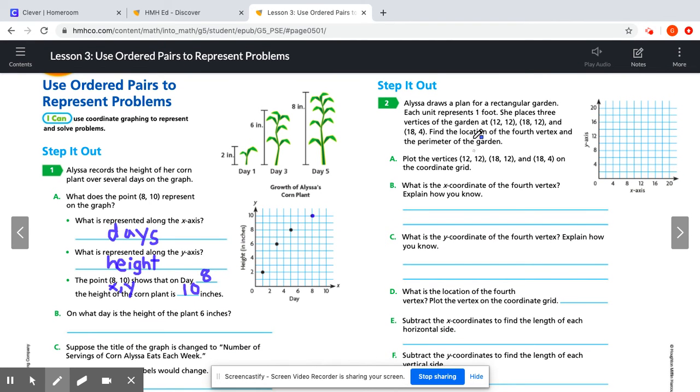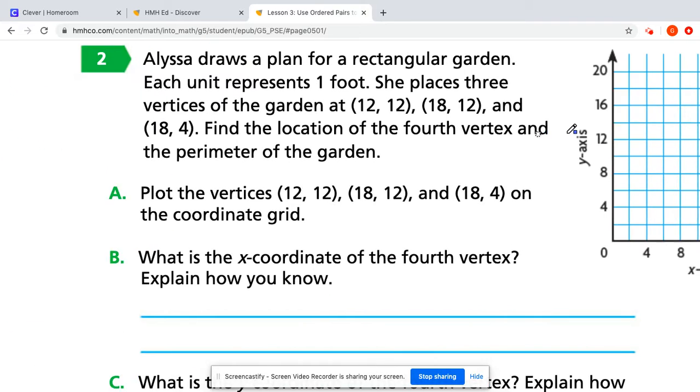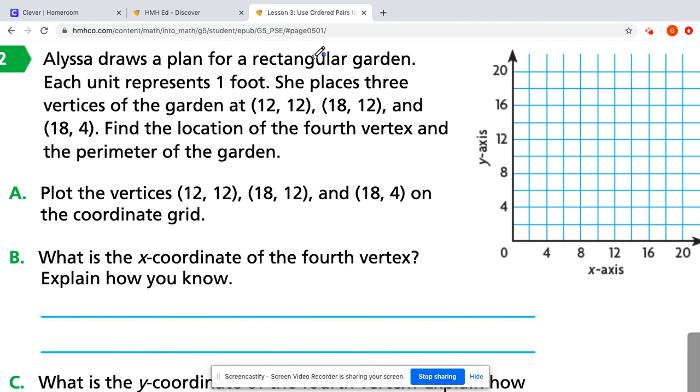On the next page, we're talking about Alyssa. Alyssa draws a rectangular garden. Okay, let's keep that in mind. That sounds important, it specifies the type of garden. Each unit represents 1 foot, so from 0 to 4 is 4 feet. She places 3 vertices of the garden at (12, 12).